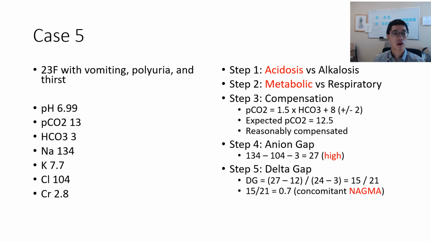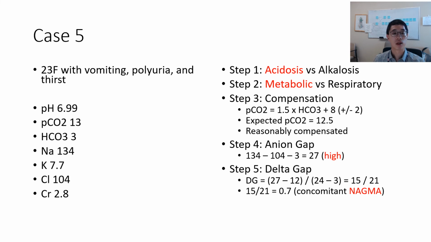We have 27 minus 12, the change in the anion gap, divided by the change in the bicarbonate, which is 24 minus 3. And we get 15 over 21, which is about 0.7. So we actually have a concomitant non-anion gap metabolic acidosis. There's something driving the bicarb lower than it should be compared to the anion gap.